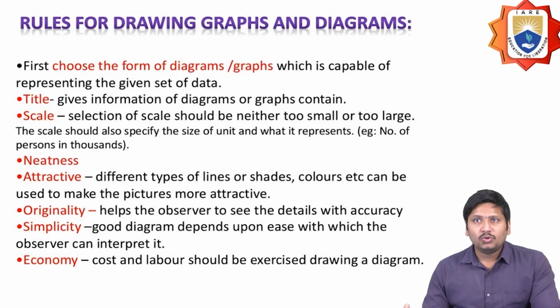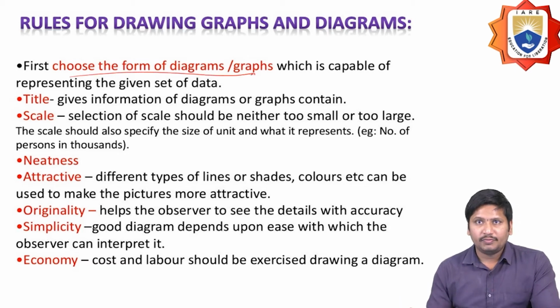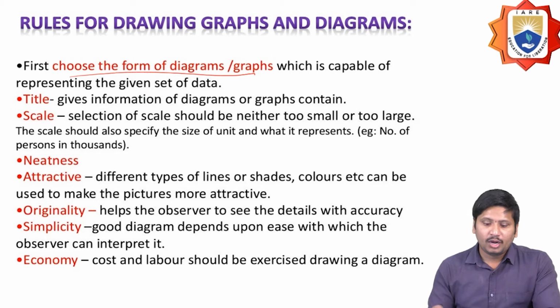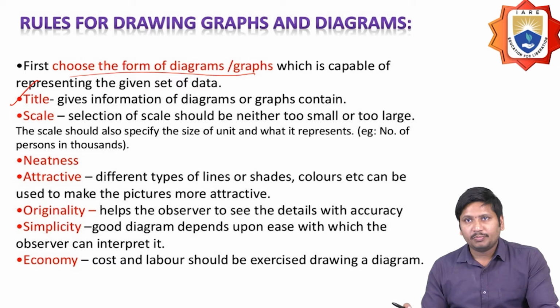Next, what are the rules for drawing graphs and diagrams? The first thing is that we have to choose the form of the diagram or graph which is capable of representing the given set of data. That is the first thing you have to identify. After that we have to choose the title. The title should give brief information about what the diagram or graph contains.